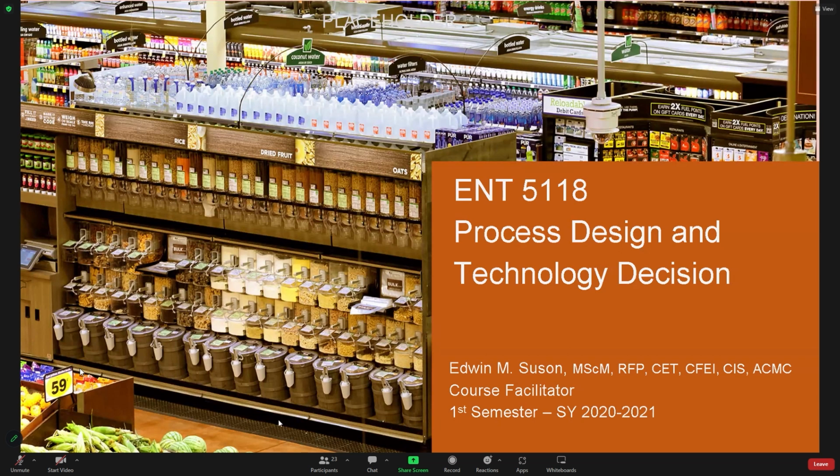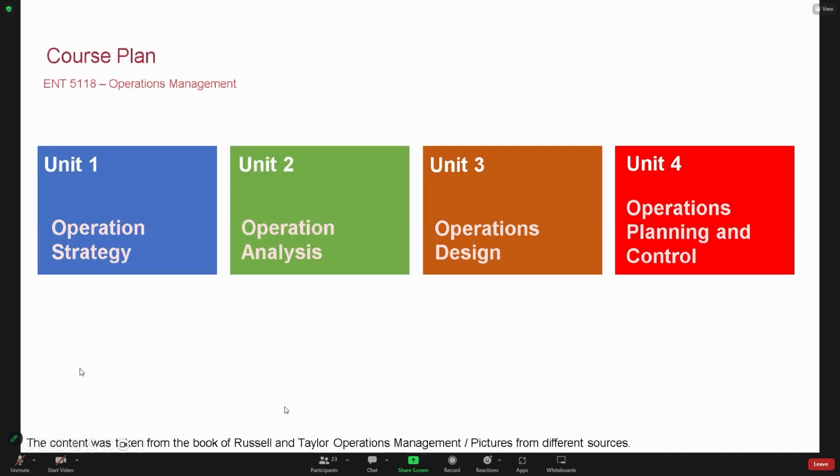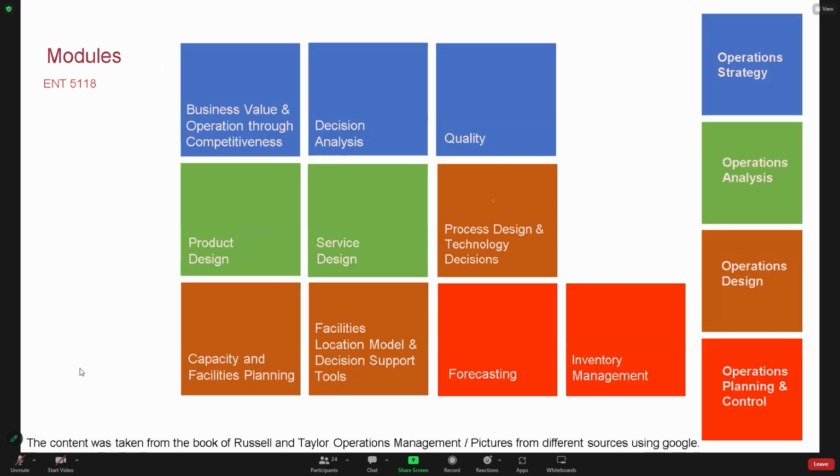Okay. So, we are now going to, I'm now going to discuss process design and technology decision. Okay? So, this is under operations design under unit 3. And so here it is. Process design technology decision. Okay?